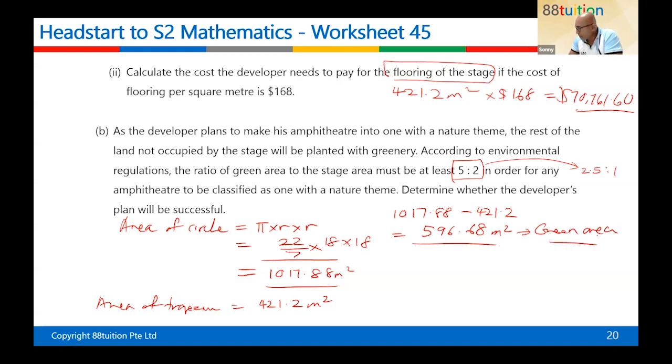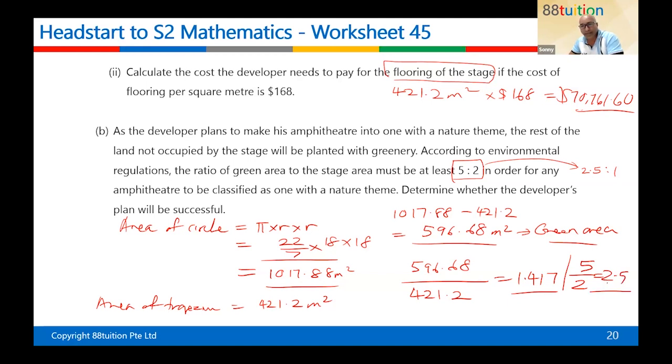Okay, now the ratio of green area to the stage. So you have 596.68. Of course, the area of trapezium is 421.2. What do you get? When you have this divided, you get an answer of 1.417. But your ratio should be 5 divided by 2, which should be 2.5. Right? But this is not 2.5. Therefore, will the plan be successful? Of course not. The answer is no, because it does not satisfy the ratio requirement.